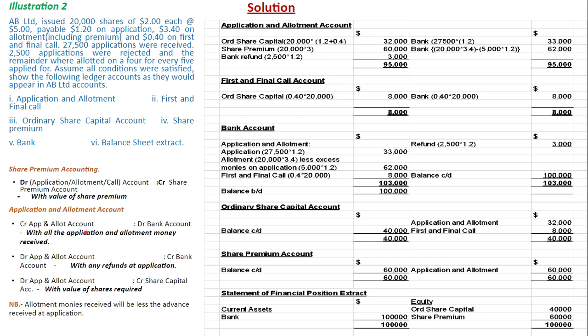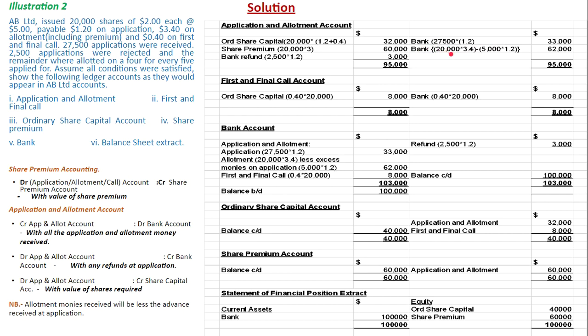We are also told to credit the application and allotment account with all the application and allotment money received. Ideally, when you are looking at the application and allotment account, you are encouraged to separate these monies received in this account so that you will be able to take care of the excess application monies. This is how you are supposed to present this account in an examination. So we are going to record the allotment monies with a bank narration on the credit side of the application and allotment account.